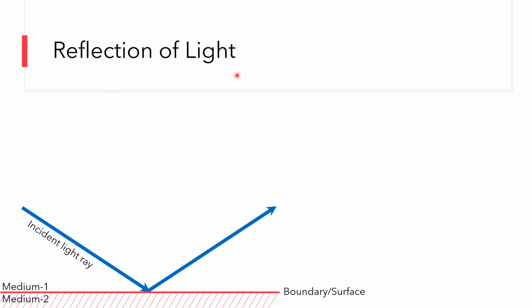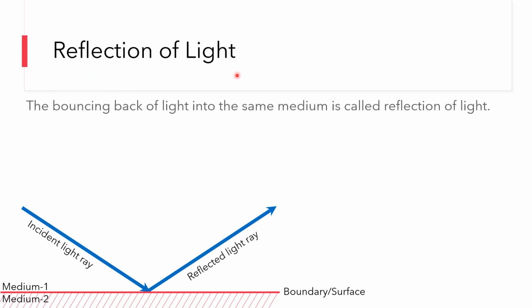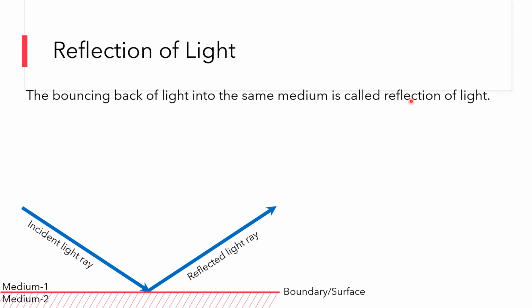So we can say that the bouncing back of light into the same medium is called the reflection of light, and the light ray which is falling onto the surface is called the incident light ray, and the light ray which is reflected back, sent back by the boundary, is called the reflected light ray. In this phenomenon, reflection of light follows two laws.